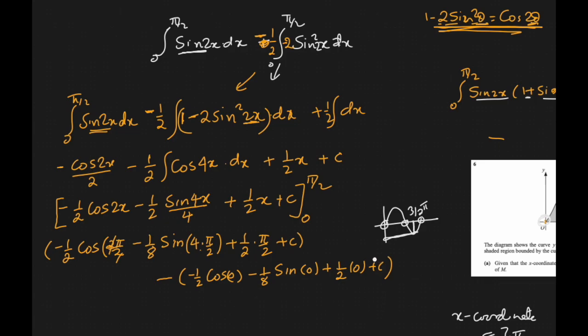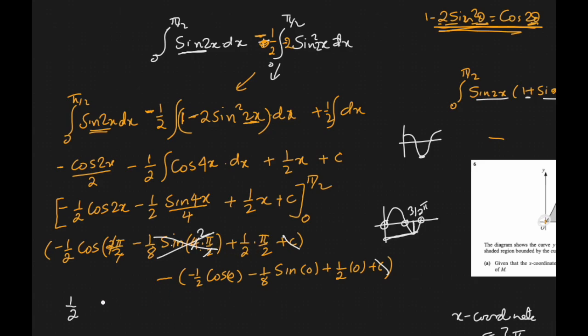Okay, so I can cancel this c throughout. If you write or don't write, it doesn't make any difference. So let's see here. Cos pi, you can use your calculator. According to my graph, cos pi is minus 1. So minus half times minus 1 will be positive half. 4 times this becomes 2 pi. Sine 2 pi is 0. So 1/8 times 0 goes 0. No need to look at this.